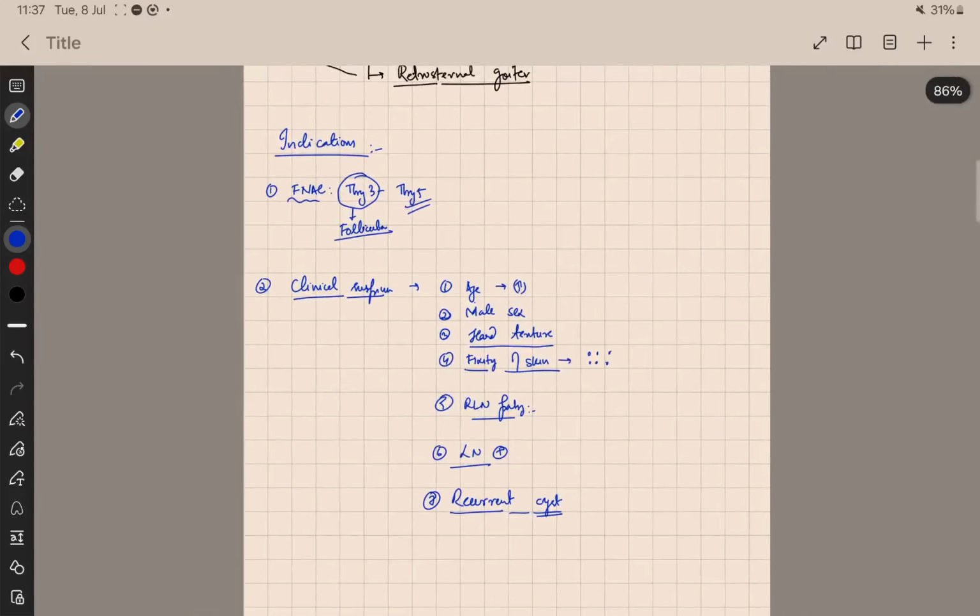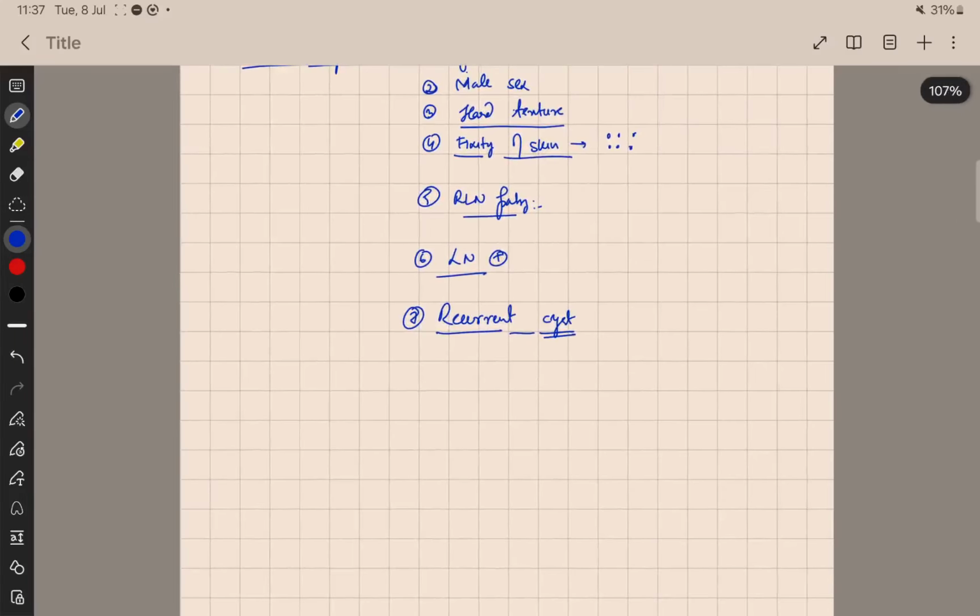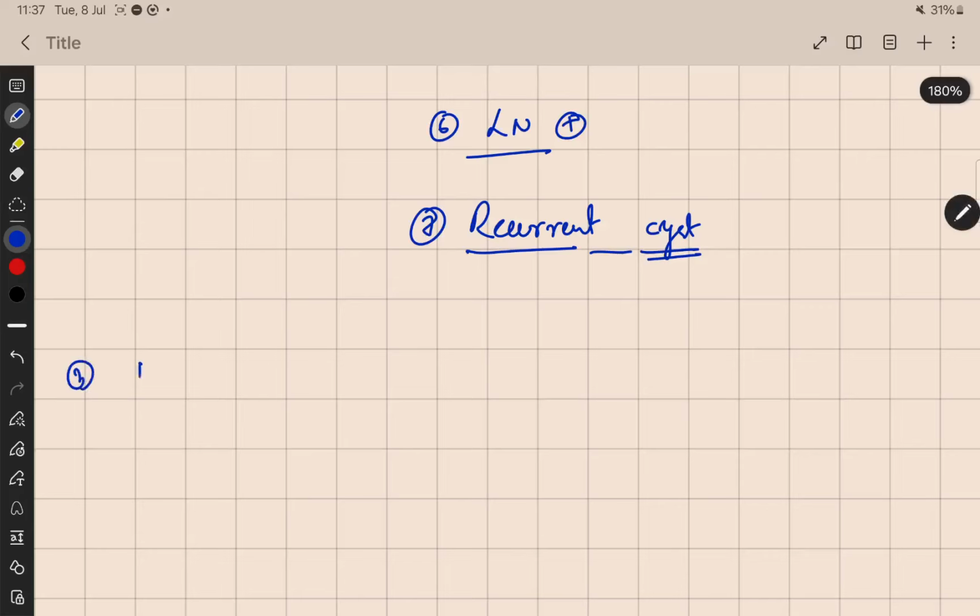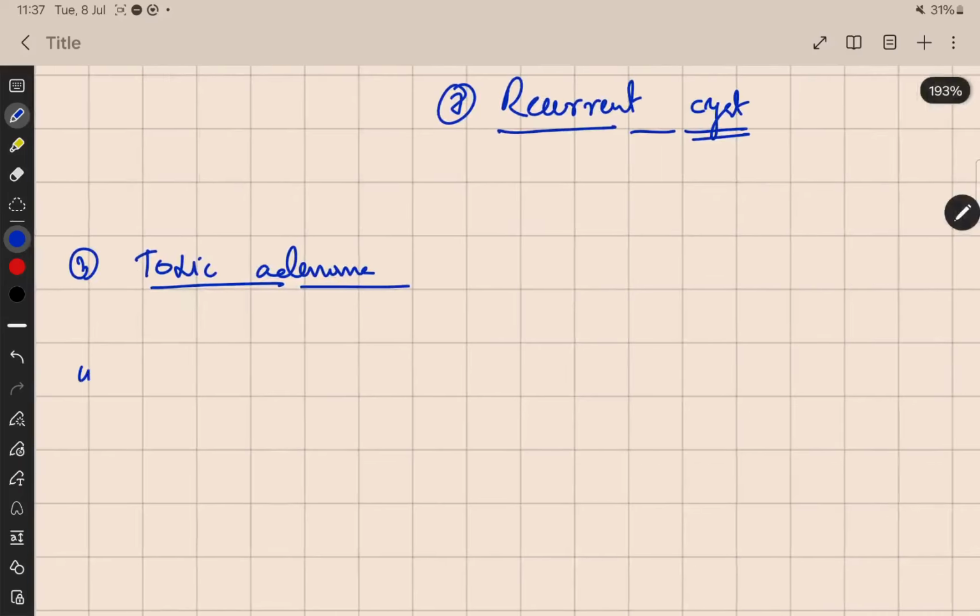This is a suspicion of neoplasia. Third is toxic adenoma. So there will be toxic symptoms of thyroid. This is a very big chapter, so I'll tell it later in some separate classes.